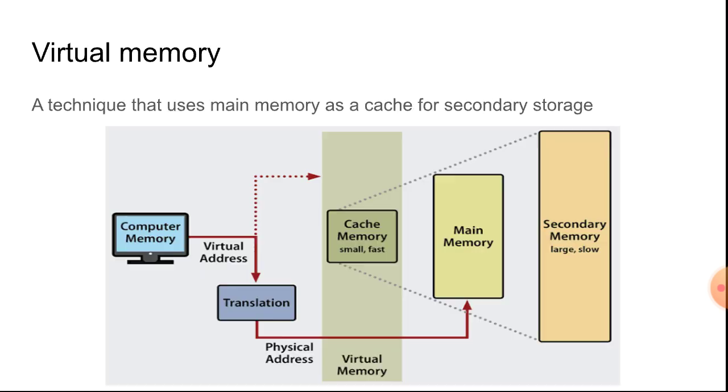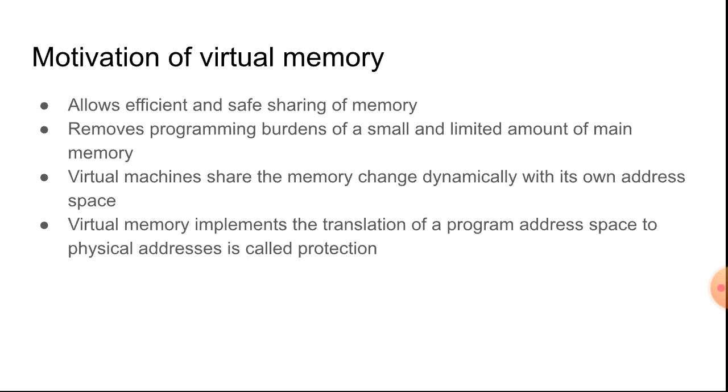And next one is virtual memory. It is a technique that uses main memory as a cache for secondary storage. So that is called virtual memory. Motivation of virtual memory: it allows the efficient and safe sharing of memory, and removes the programming burden of a small limited amount of main memory. And next, it allows multiple virtual machines to share the same memory. The virtual machines sharing the main memory change dynamically, each with its own address space.